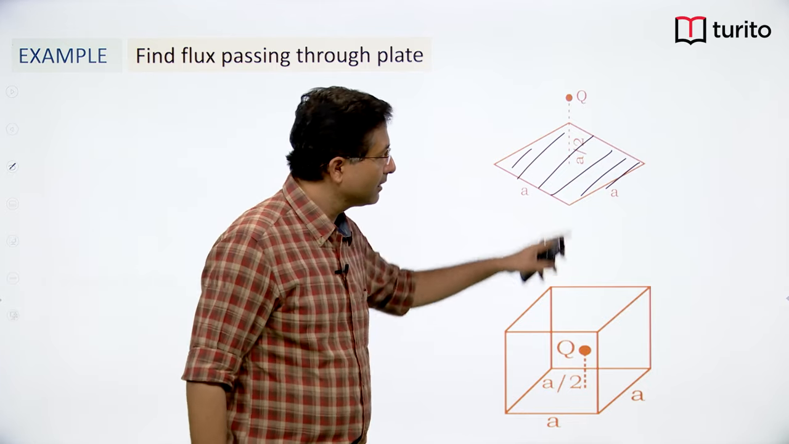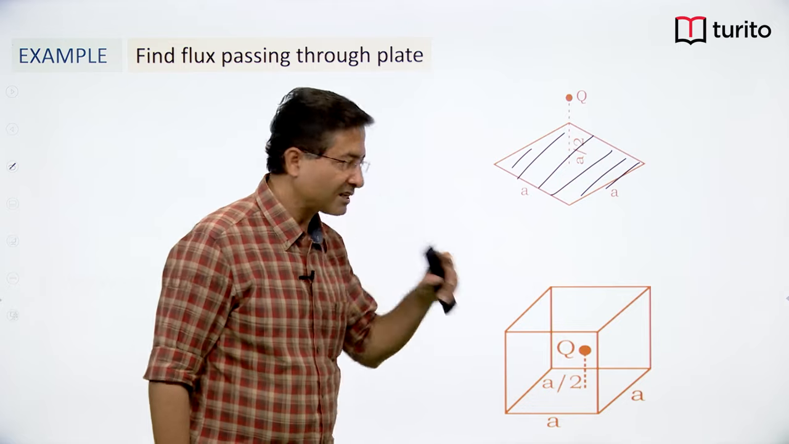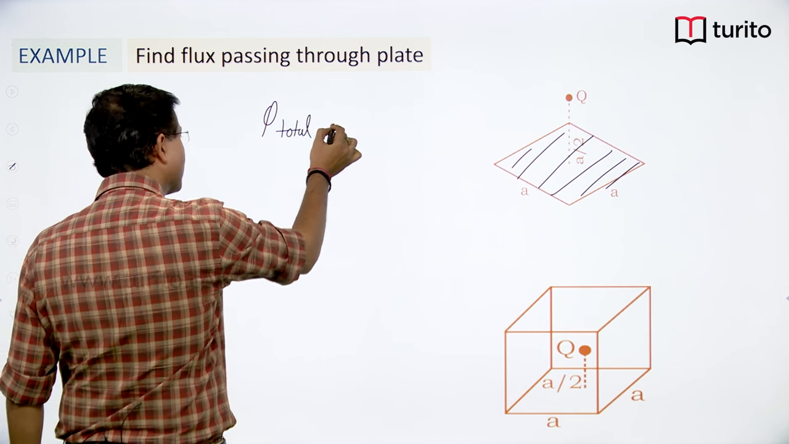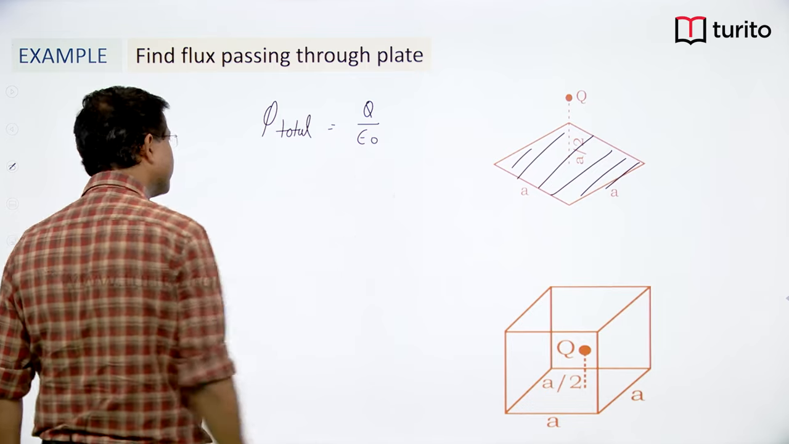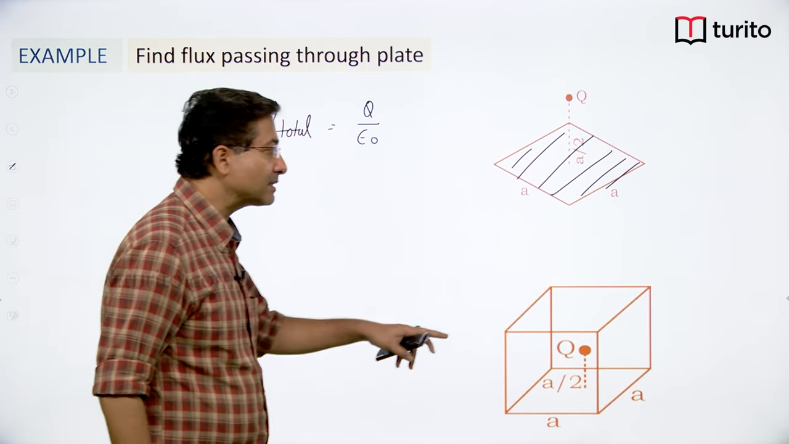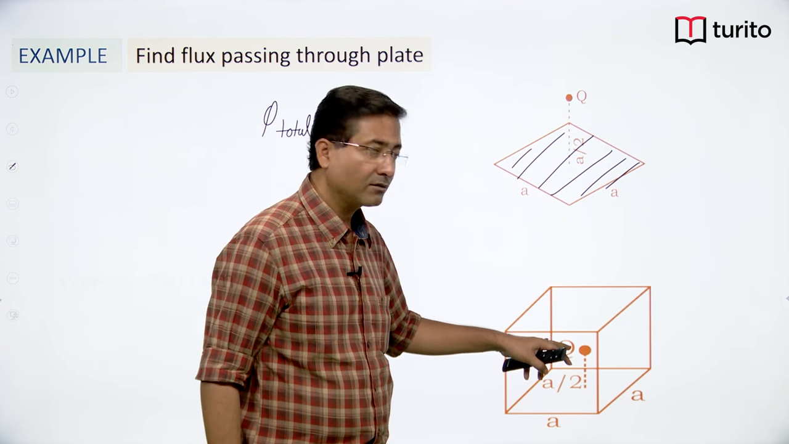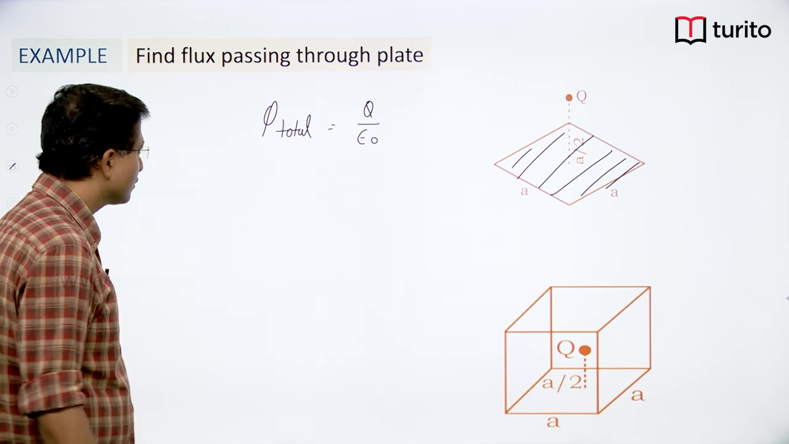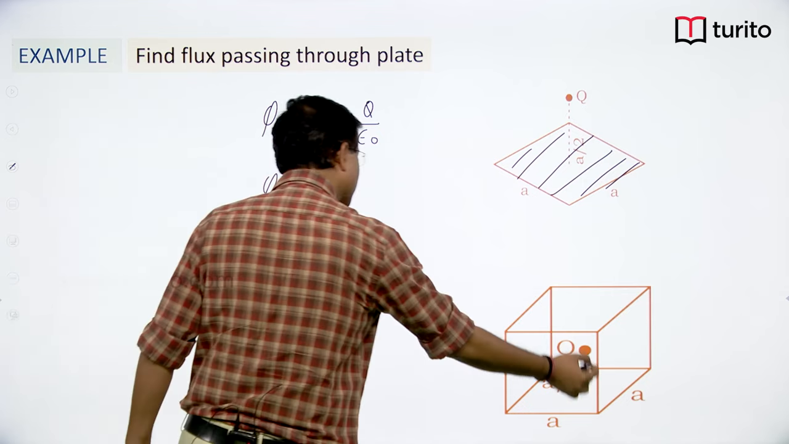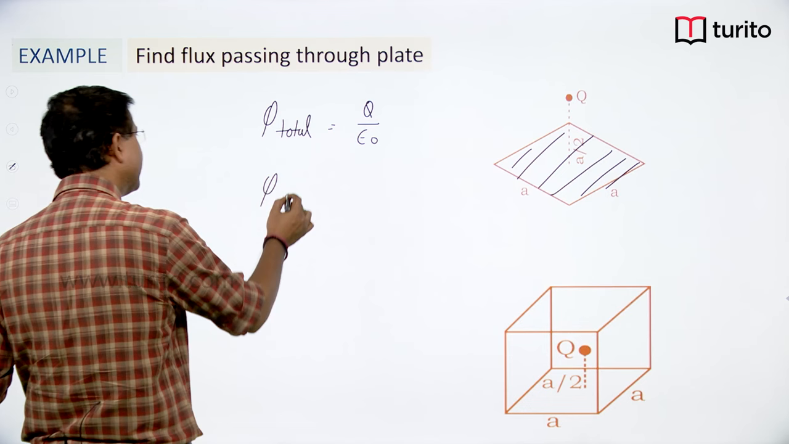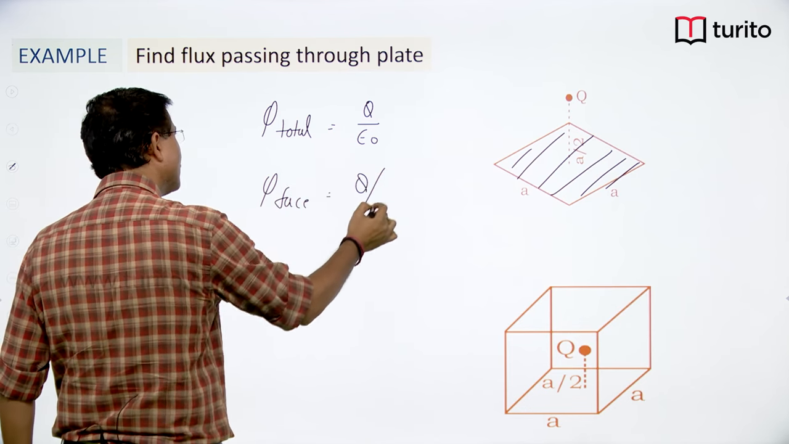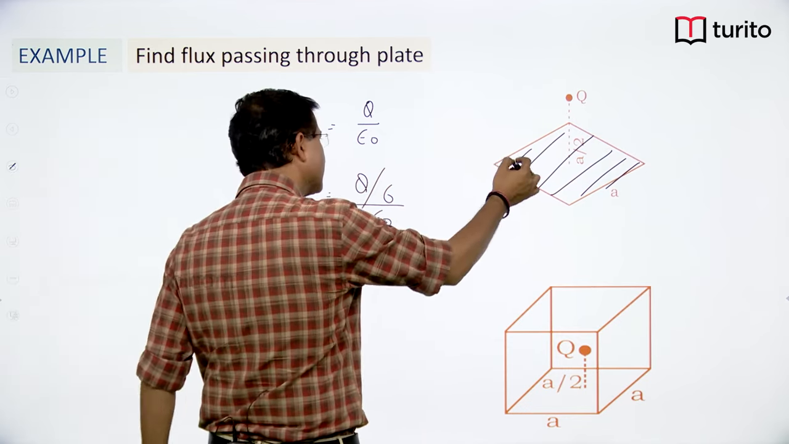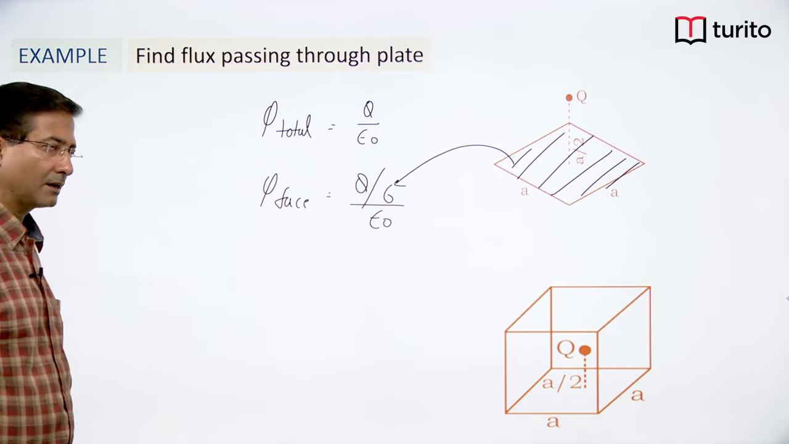So the diagram will look something like this. I have covered it by the remaining 5 walls. So now it is completely closed. If it is completely closed, the total flux associated, I can write, total flux associated is Q upon epsilon naught. As it is placed symmetrically at the center of the cube, this flux will get divided into 6 equal parts. So the flux passing through any of the faces, whether this face, the bottom one or the top one, is Q upon 6 epsilon naught. So the flux associated with this surface is Q by 6 epsilon naught.